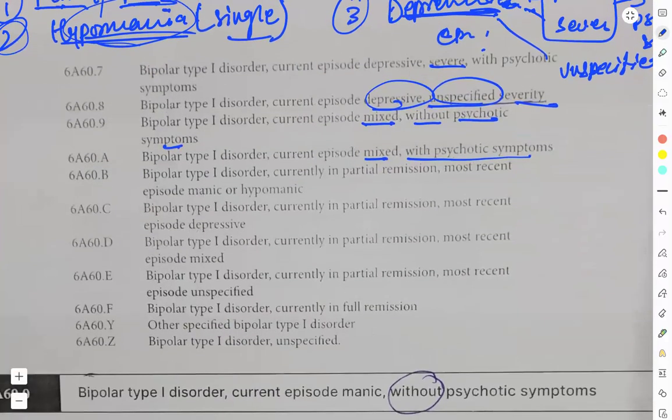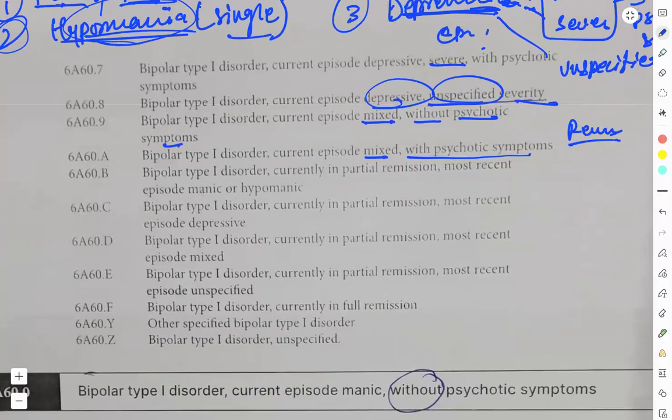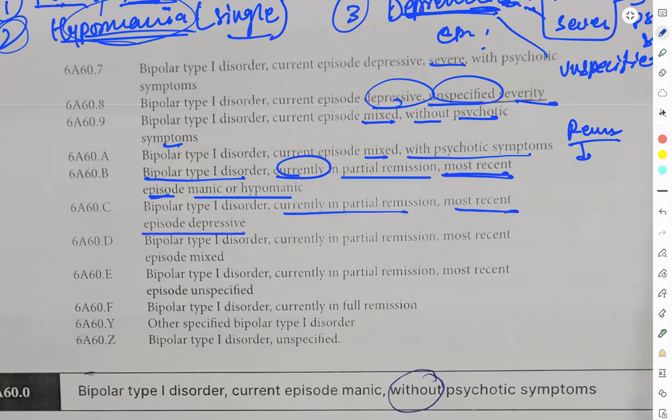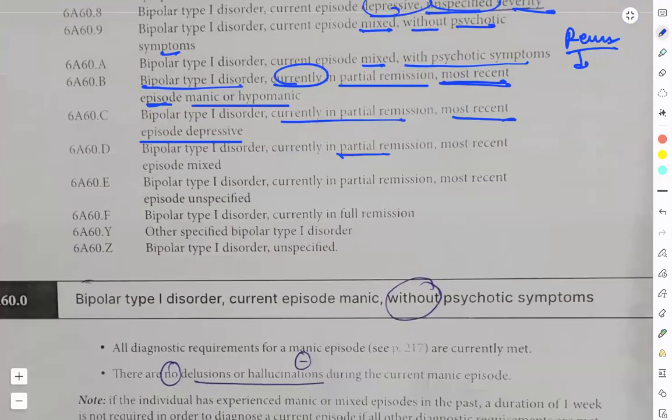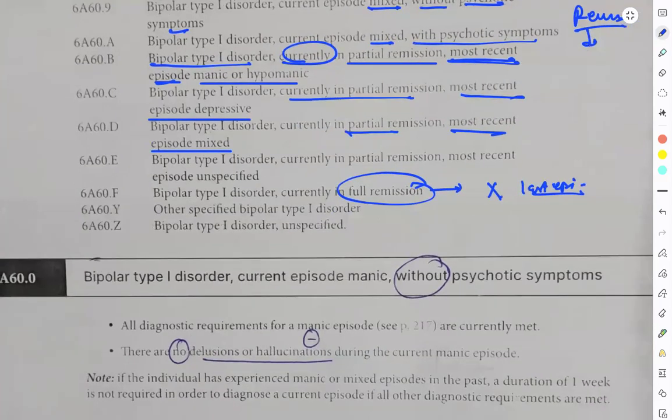Now, remission. With remission, specifiers would be present, but you also have to mention remission of which episode. So the most recent episode, you need to mention that. So with bipolar type 1 disorder, let's say the patient is in partial remission. You would say most recent episode is manic or hypomanic. Partial remission, most recent episode depressive. All right. Partial remission, most recent episode mixed. Or full remission. With full remission, you do not need to describe the last episode. Okay, so this is all.